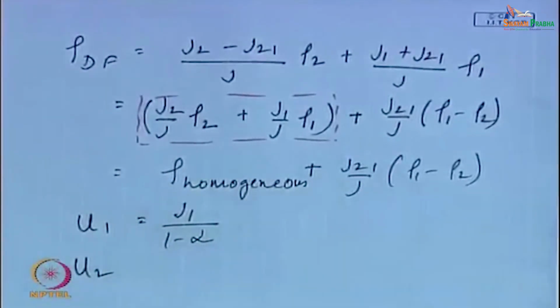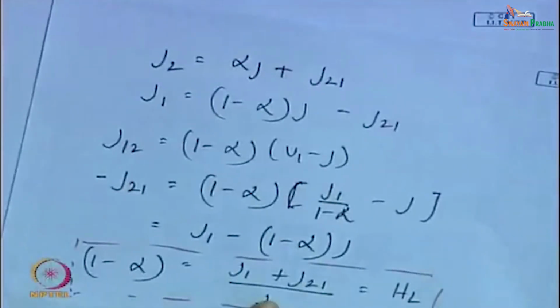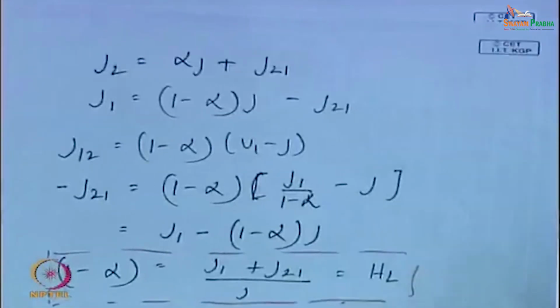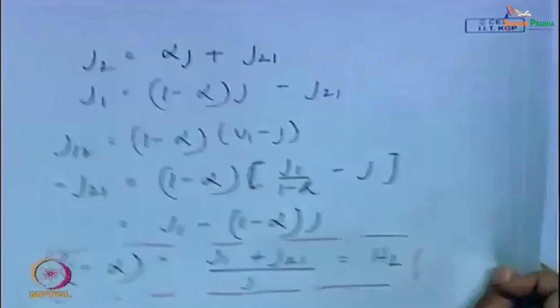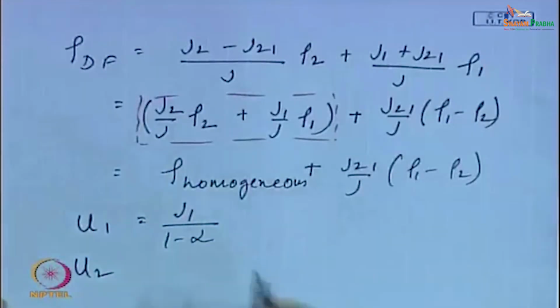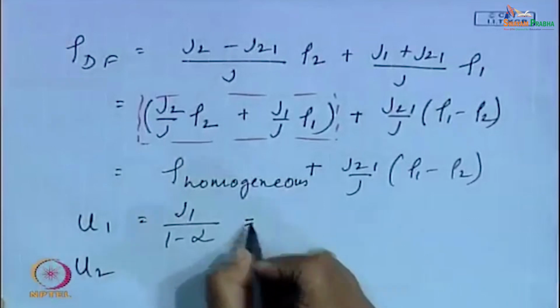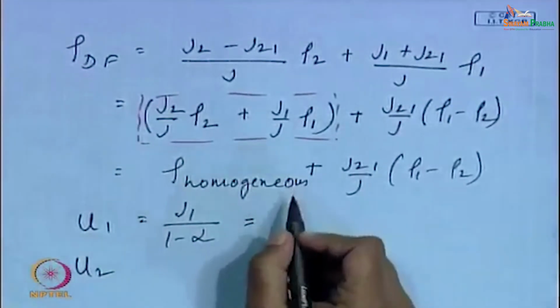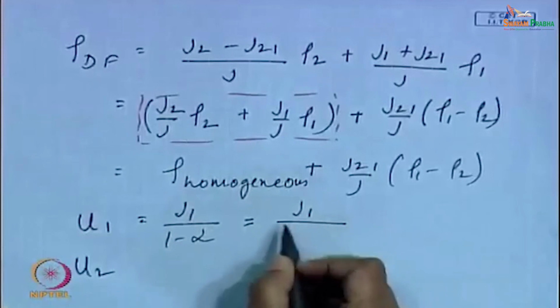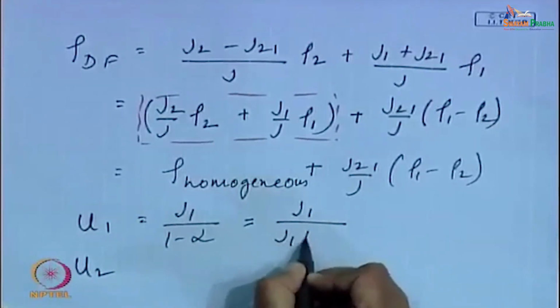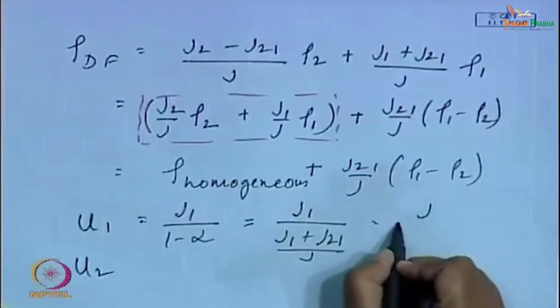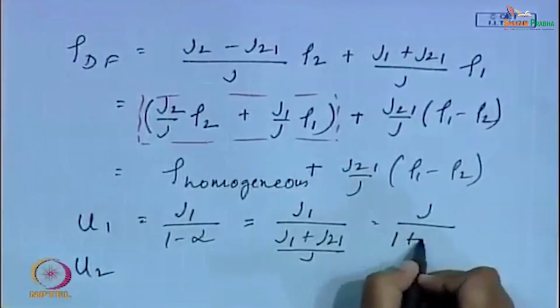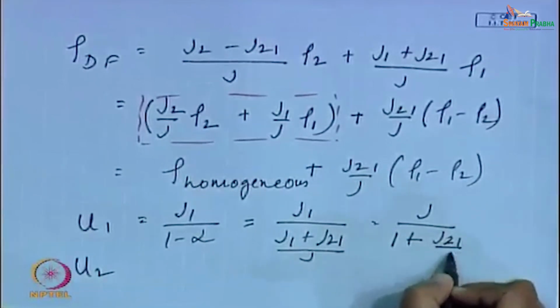1 minus alpha, the expression I have already derived for 1 minus alpha, this particular expression. So, you can substitute this particular expression and then you can find out what is the value of u1 in this particular case. Just do it and tell me what is the expression that you are getting. This should be j1 by j1 plus j21 by j, or in other words this is j1 by j by 1 plus j21 by j, yes or no.